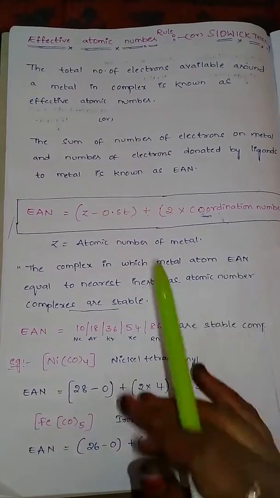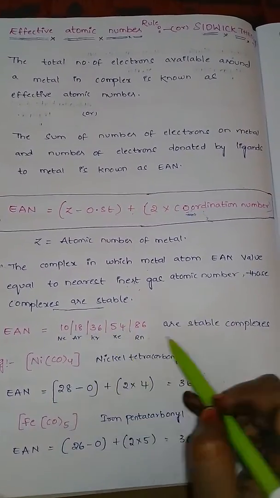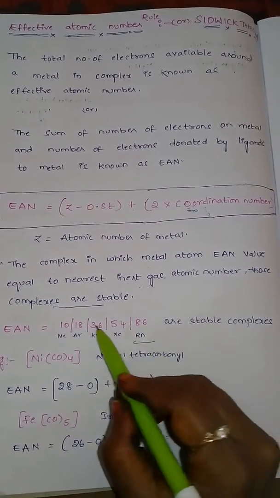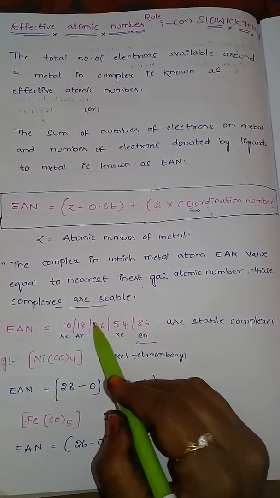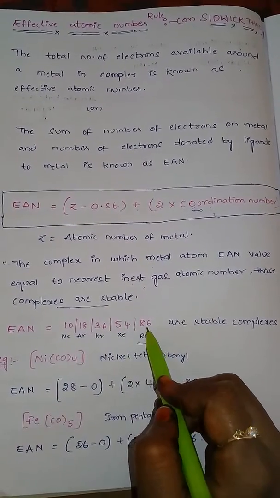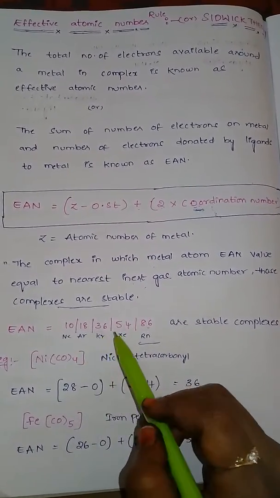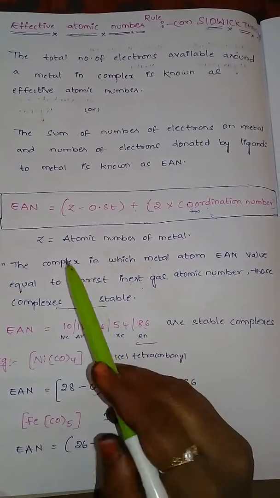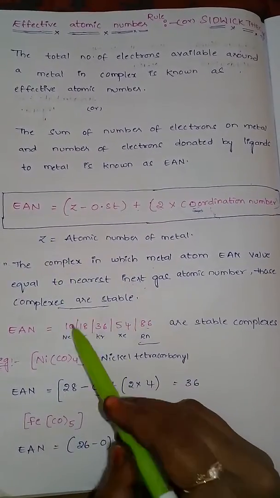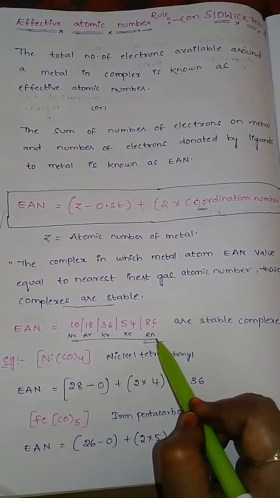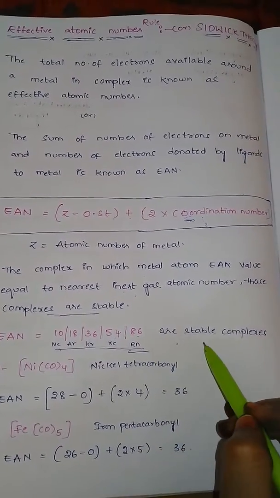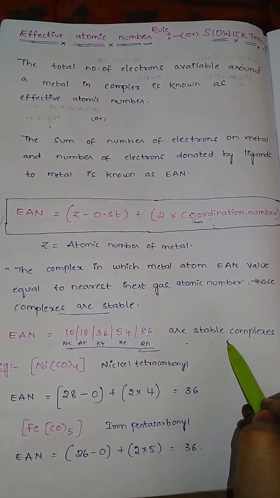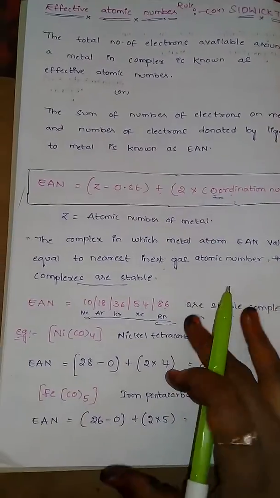Let us find some examples. The noble gas atomic numbers are 10, 18, 36, 54, 86: neon, argon, krypton, xenon, radon. Complexes where the effective atomic number value of the metal is equal to these noble gas atomic numbers are more stable. Let us find some examples.